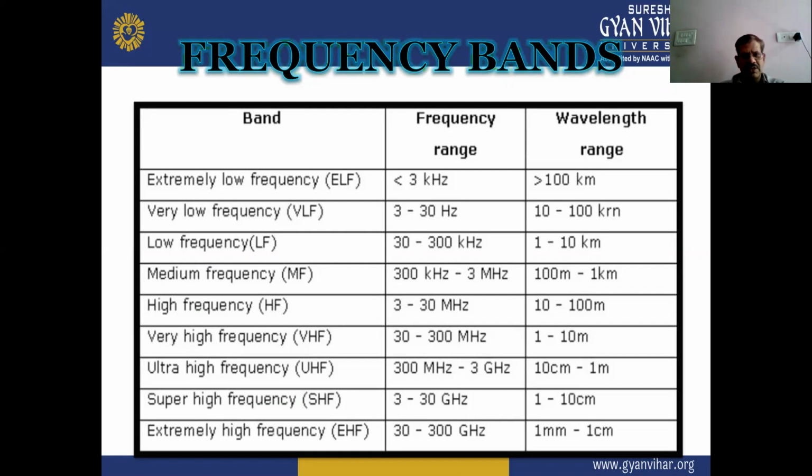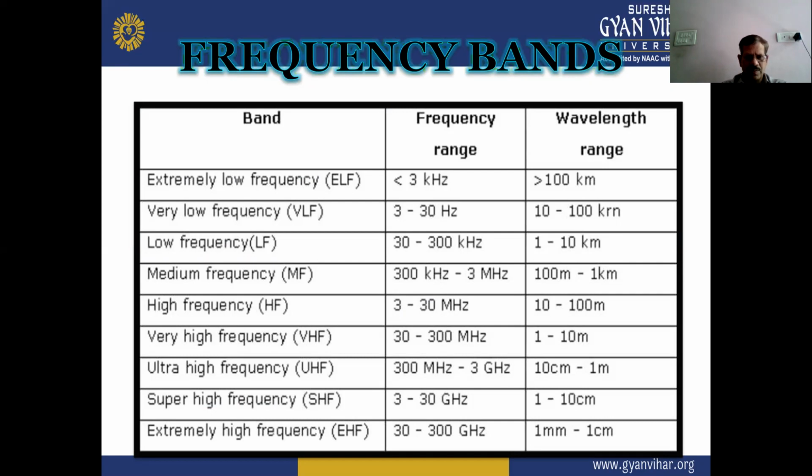Next, the medium frequency band, with frequency range 300 kilohertz to 3 megahertz and wavelength 100 meters to 1 kilometer. Next, high frequency, HF, with frequency range 3 to 30 megahertz and wavelength 10 to 100 meters. Next, very high frequency, VHF, with frequency range 30 to 300 megahertz and wavelength 1 to 10 meters. And next is UHF, the ultra high frequency band, with frequency 300 megahertz to 3 gigahertz and wavelength 10 centimeters to 1 meter.